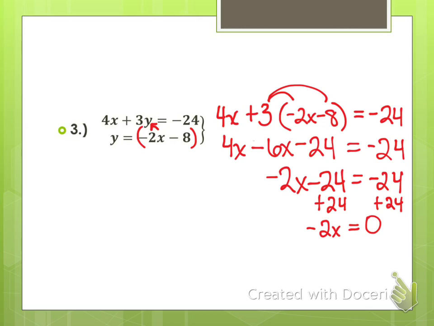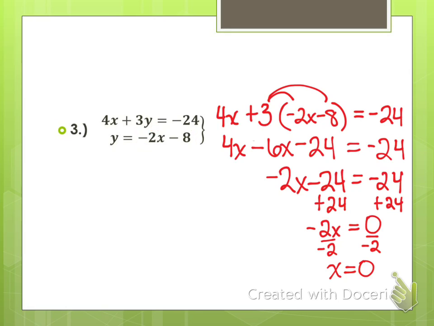All right, last step to get x by itself, Kyan. Divide both sides by negative 2. So what does x equal? Anybody? 0. X equals 0. 0 divided by anything equals 0.